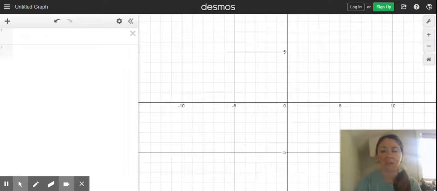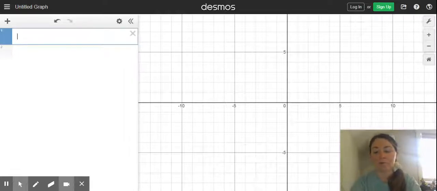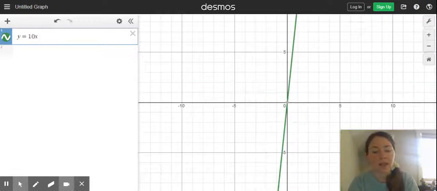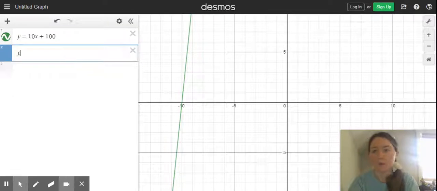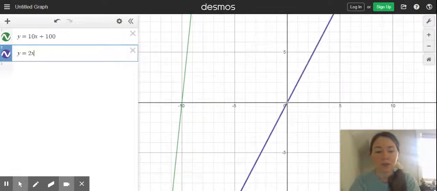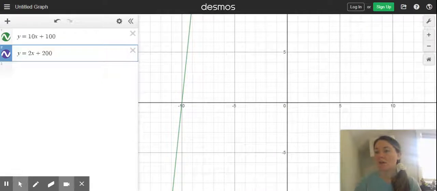So I'm going to start by just typing in two equations that I may have been given in one of my word problems. Let's say the first one is y equals 10x plus 100. And the second one is y equals 2x plus 200. Okay, so this is just an example of the type of equations you might be typing in. Now you may have noticed after I typed these equations in, both lines are not viewable to me, and I cannot see that point of intersection.